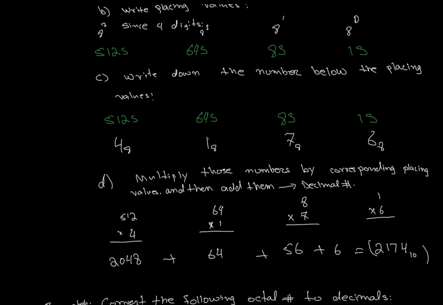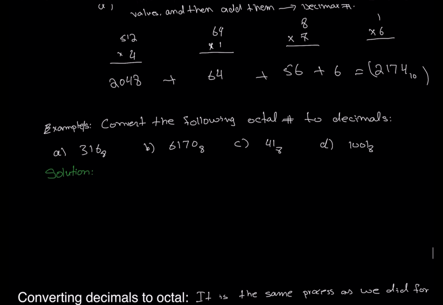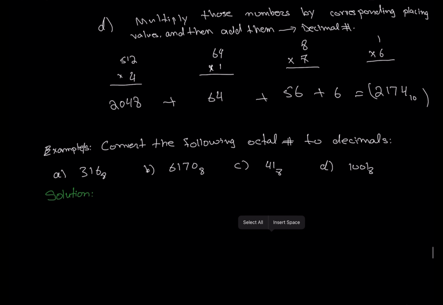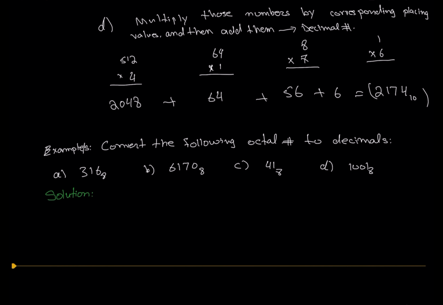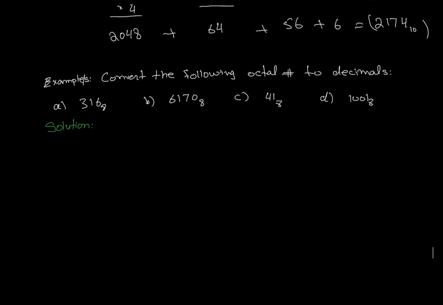4176 as a decimal number is 2174. Okay, it's not bad. Let's do some examples here. Let's get some space before the examples so we know what we are doing.